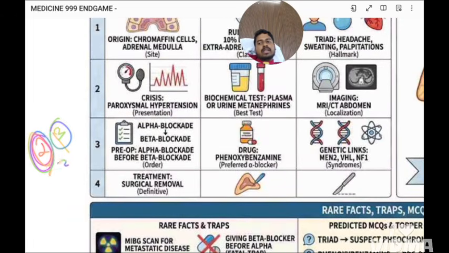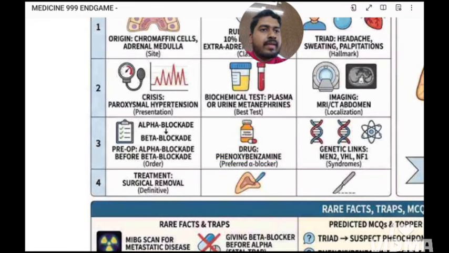So first you will treat with alpha action, you will give alpha blockers, and then you will give beta blockers. And there are some drugs which can do both: phenoxybenzamine has both alpha plus beta blockade action. So it is one of the preferred drugs for pheochromocytoma.